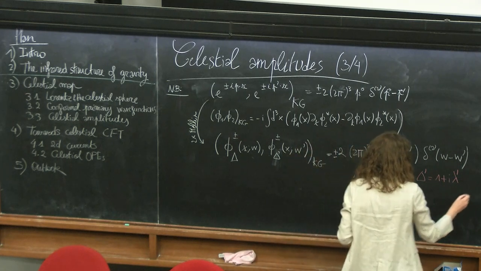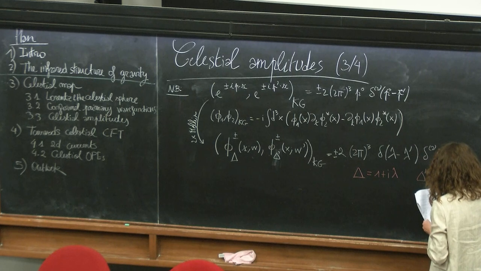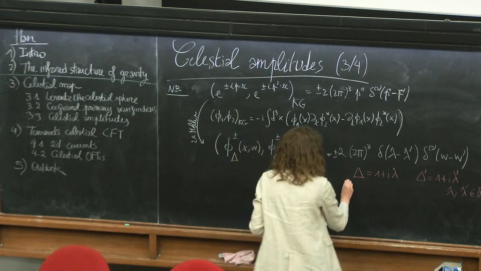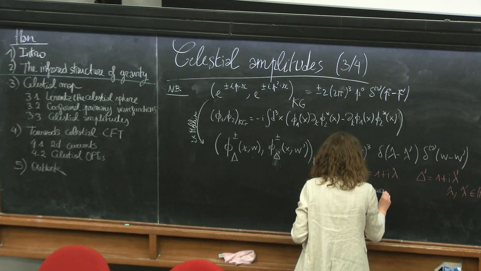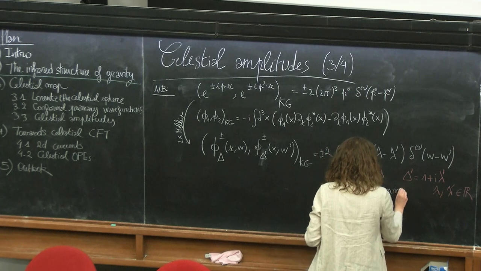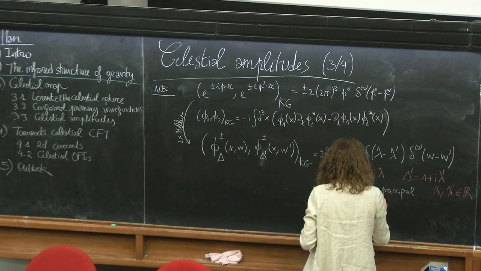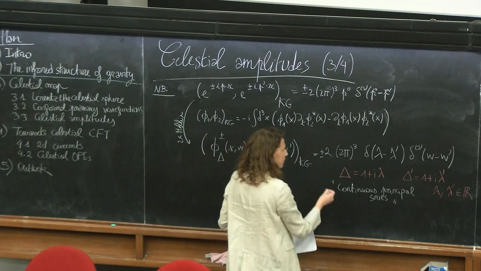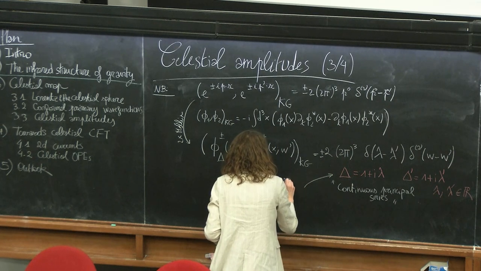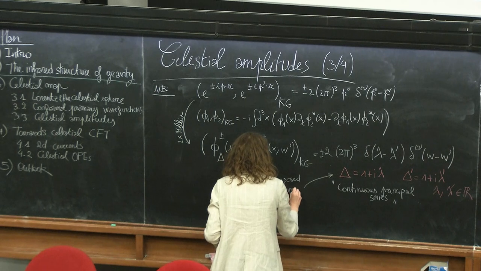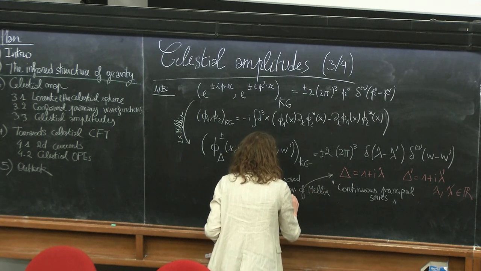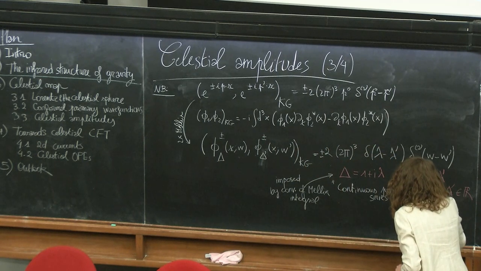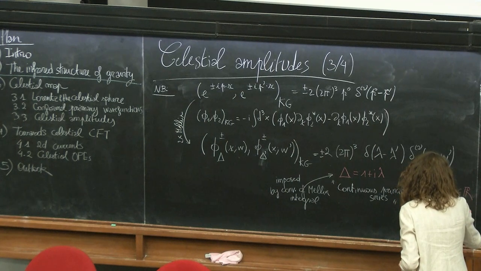Where lambda and lambda prime are real. And you've encountered similar stuff in Matthias' lecture before. So these are the continuous, here it's called a principal series of irreducible representations of SO(1,3). So this is imposed by the convergence of the Mellin integral. And this is something that was worked out by Sabrina Pasterski and Shu-Heng Shao.